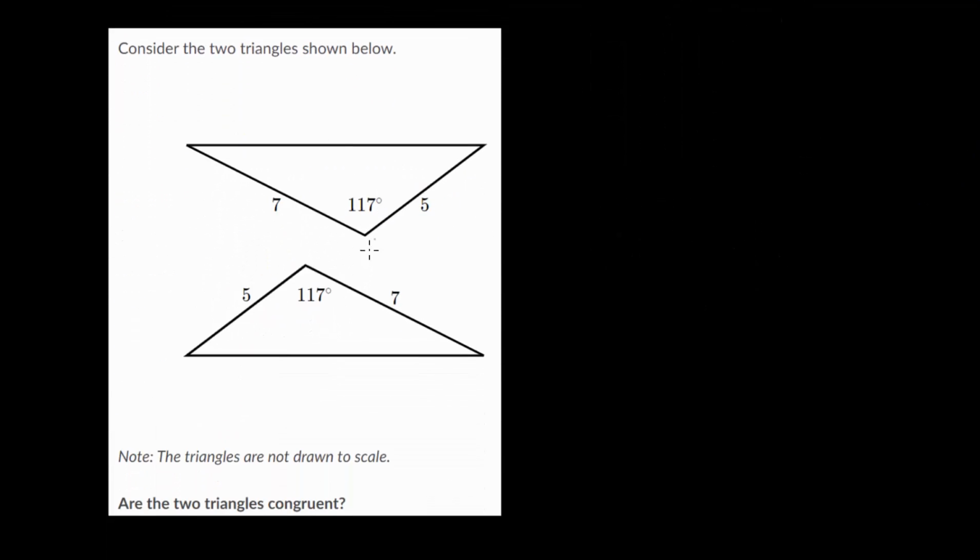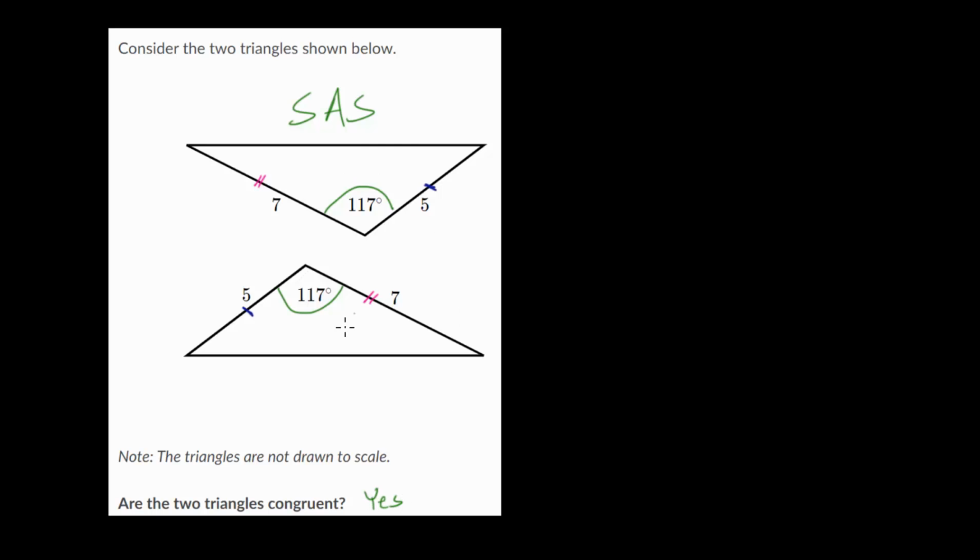And if we look at another problem, we again have these two triangles, and notice that they share a side length of 5. They share a side length of 7. And it looks like they share an angle, this 117 degree angle. And notice the angle is between the two sets of equal sides. So we have side, angle, side here, SAS. And this is one of our congruence relationships, which means we can conclude that these two triangles are congruent.